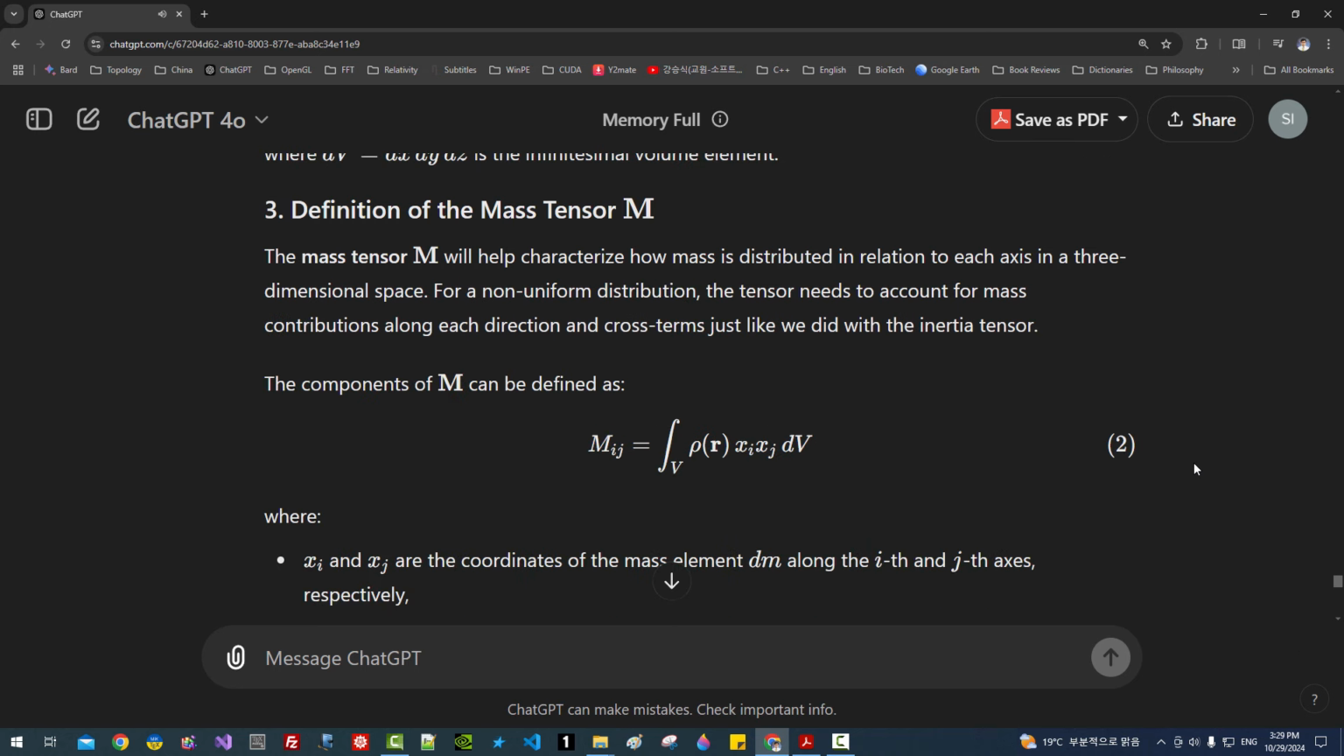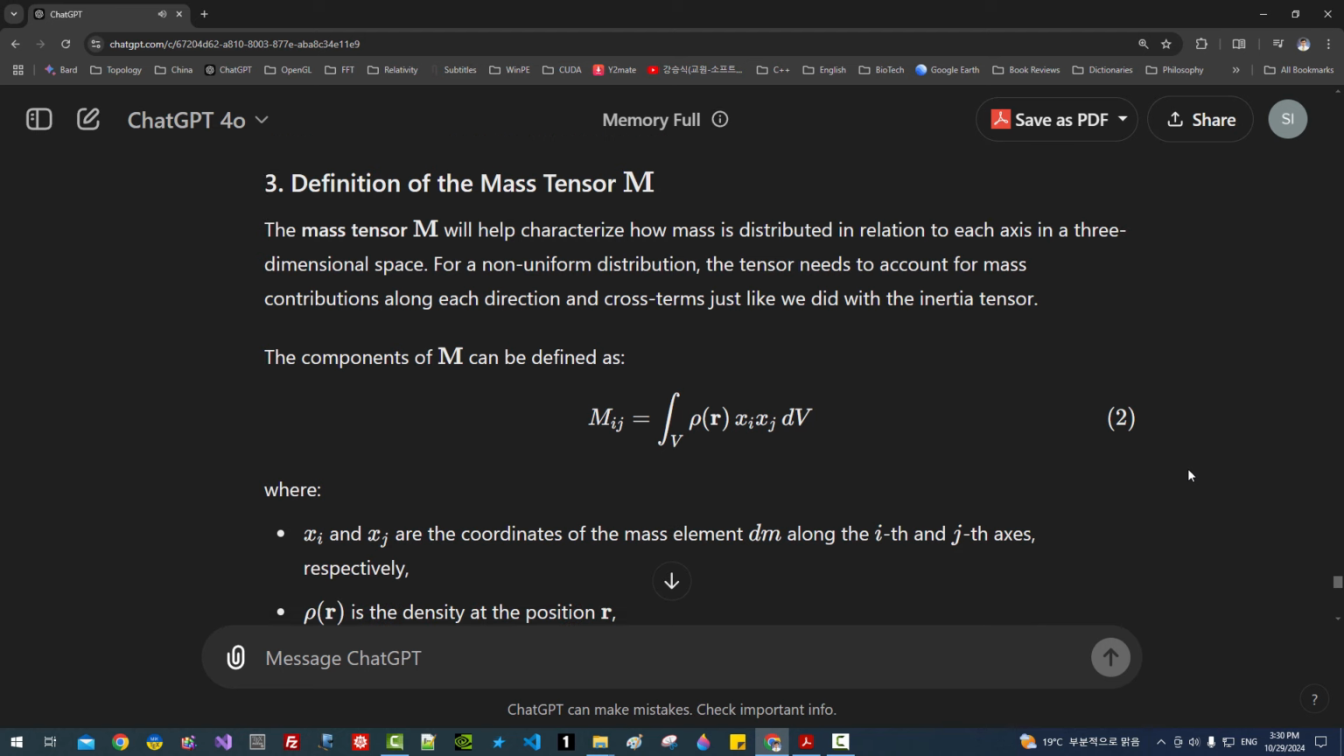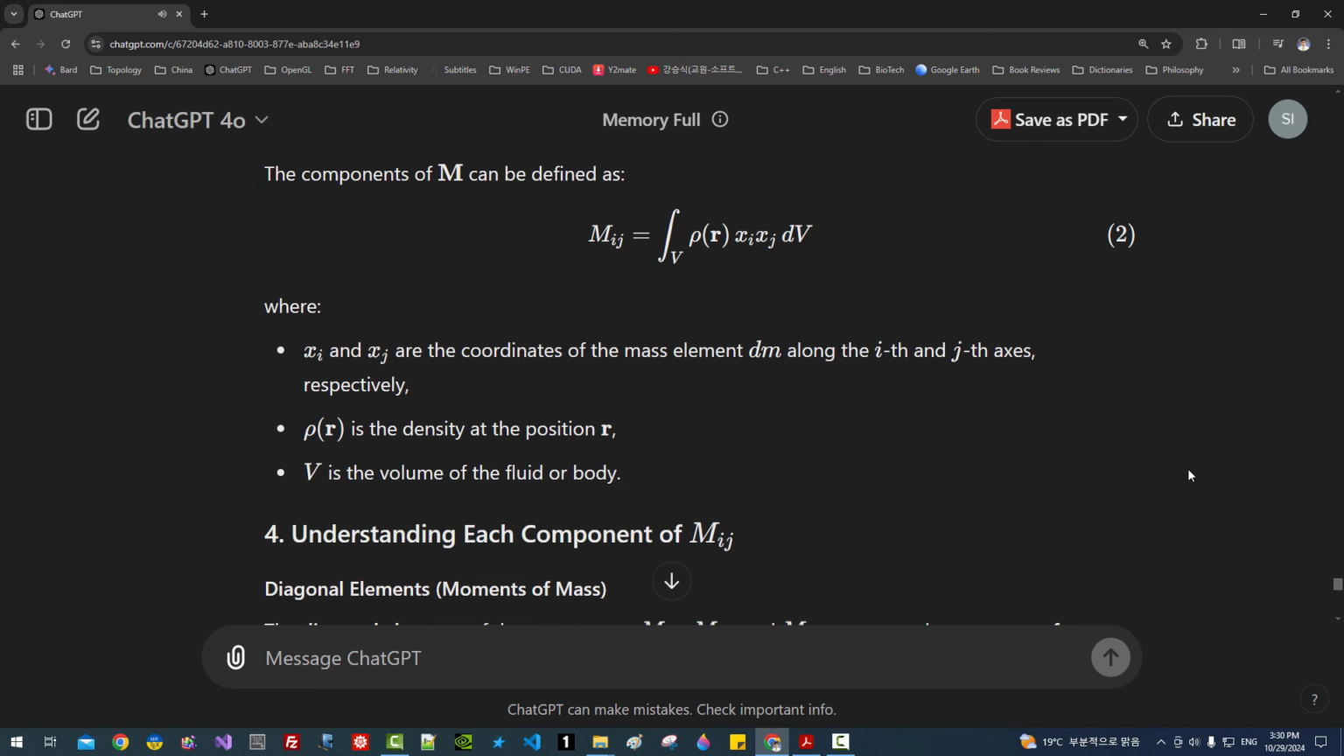3. Definition of the mass tensor. The mass tensor, M, will help characterize how mass is distributed in relation to each axis in a three-dimensional space. For a non-uniform distribution, the tensor needs to account for mass contributions along each direction and cross terms, just like we did with the inertia tensor. The components of M can be defined as M_ij = ∫_V ρ(r) x_i x_j dV, (2), where x_i and x_j are the coordinates of the mass element dm along the i-th and j-th axes, respectively, ρ is the density at the position r, and V is the volume of the fluid or body.